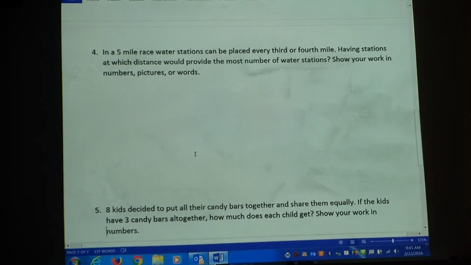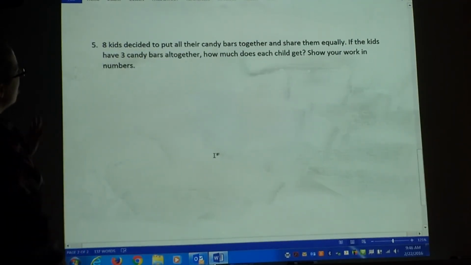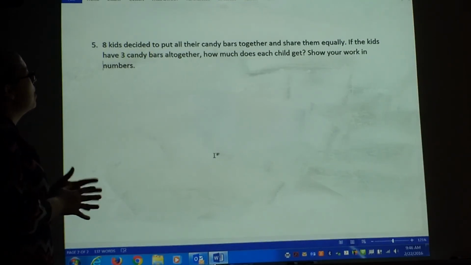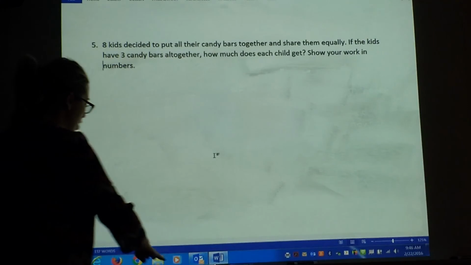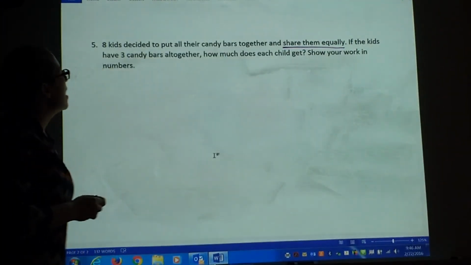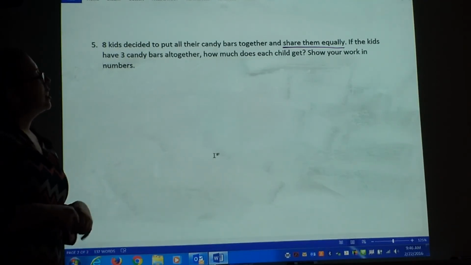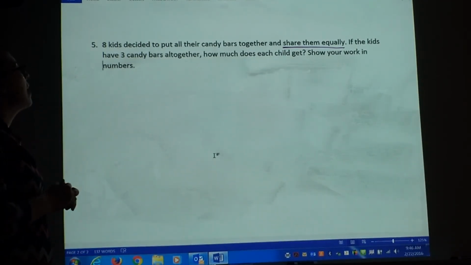All right, we have one more question. Just like your unit assessment only has 5 questions. It says 8 kids decided to put all their candy bars together and share them equally. Look at those key words. Share them equally. If the kids have 3 candy bars all together, how much does each child get? Show your work in numbers. Just numbers is all I asked for.